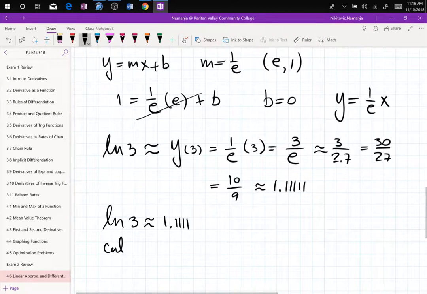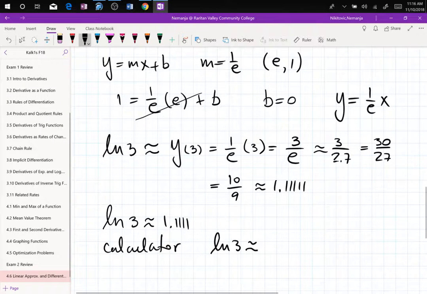Calculator would say that ln 3 is approximately, and let's see what the calculator says. Calculator says ln 3 is 1.0986. Oh, come on, right? That's like 2 cents away.